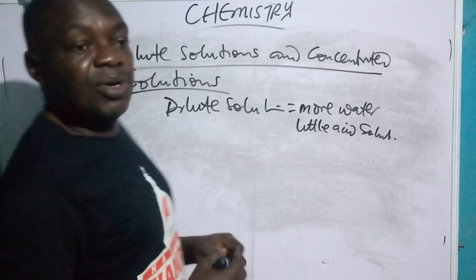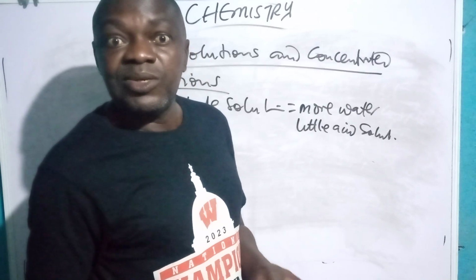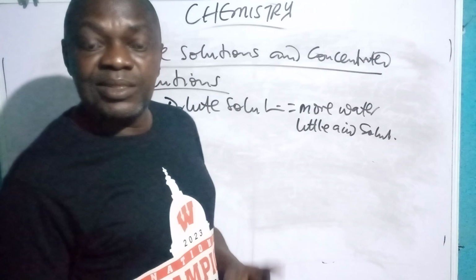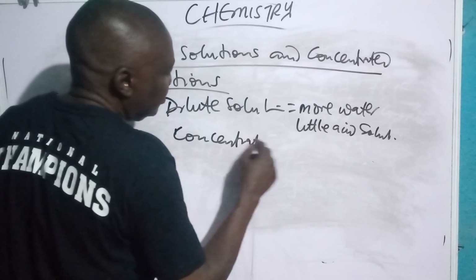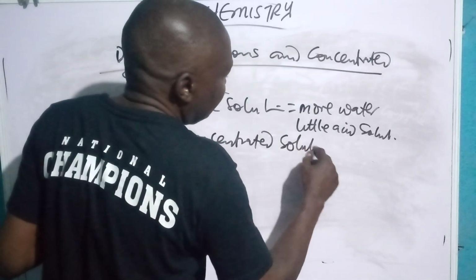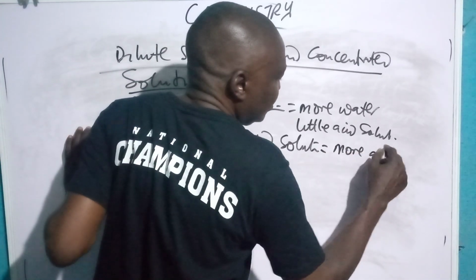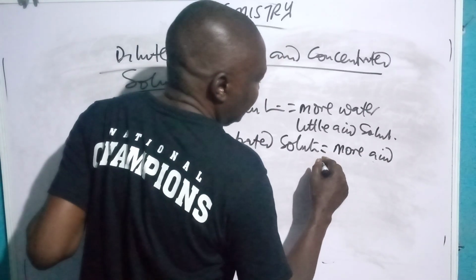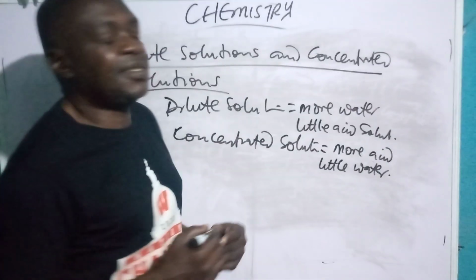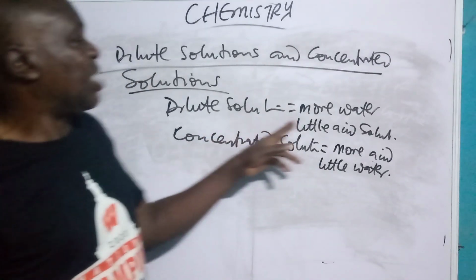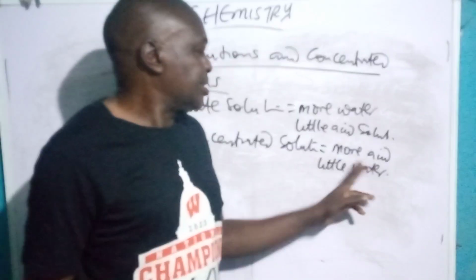Remember, you don't add water to acid, you always add acid to water. This is a concentrated solution. The keyword: more acid or base, less water, little water. Don't ever forget, when we talk about dilute solutions, we're talking about more water, little acid. Then concentrated solution, more acid, little water.